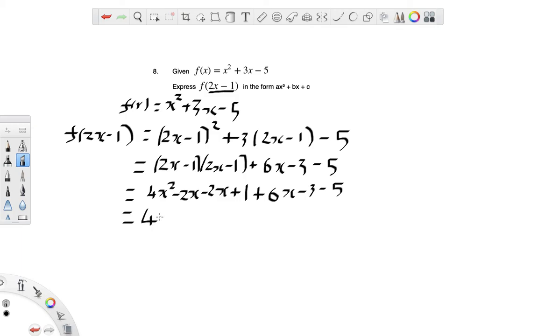So all we need to do now is collect our like terms. We've got 4x squared at the front. There's no more x squareds. We've got minus 2x minus 2x, well, that's minus 4x. Then we're adding 6x, so that'll be plus 2x. And then we've got 1 minus 3 minus 5, and that will be minus 7, I believe. Yeah, minus 7. That is now of the form ax squared plus bx plus c. So that's our answer. So what we've done there is we've substituted an algebraic expression into a function.